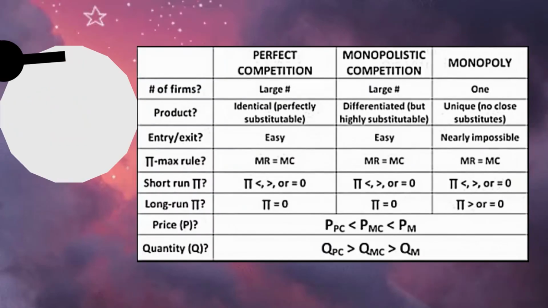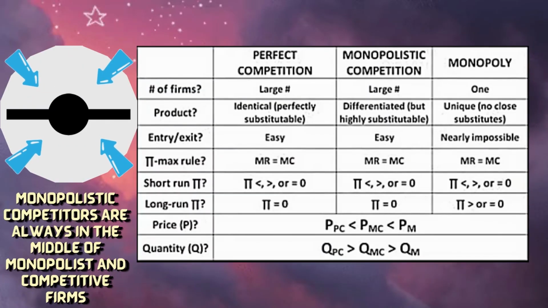What about price and output? The result will be somewhere between the two extreme structures, producing more than monopoly but less than a perfectly competitive market, charging less than a monopoly but more than a perfectly competitive market.